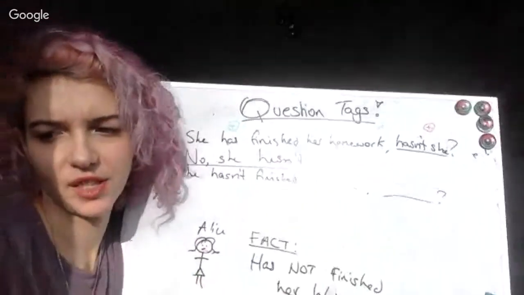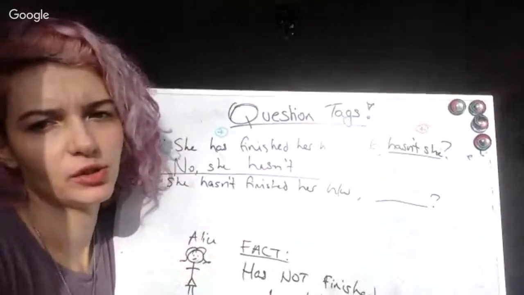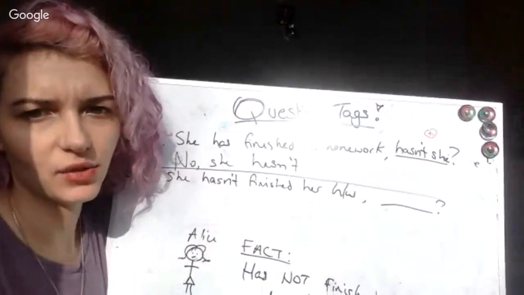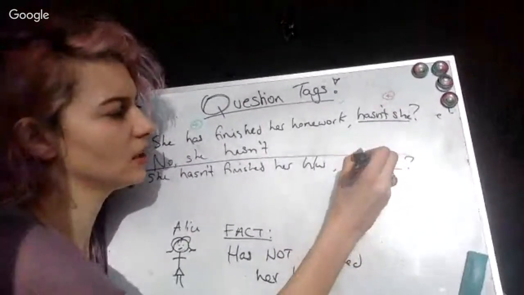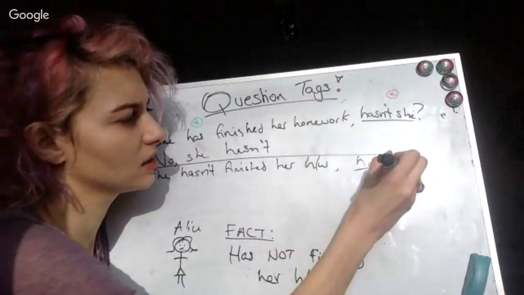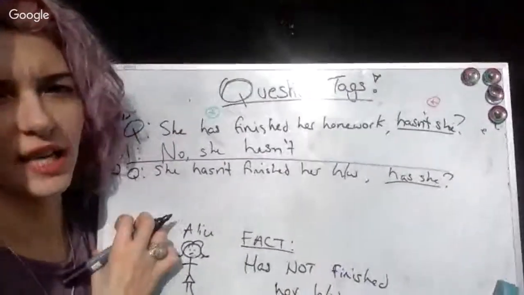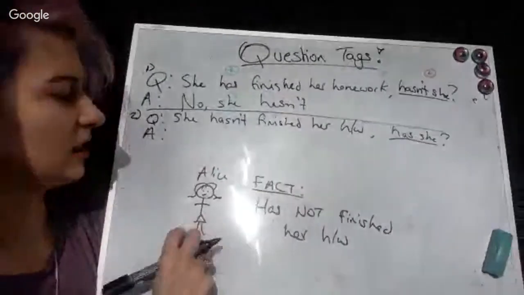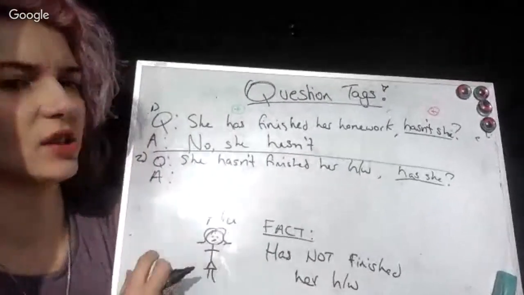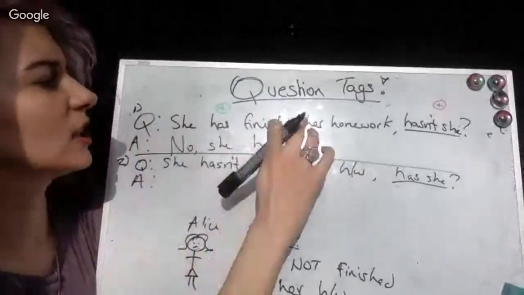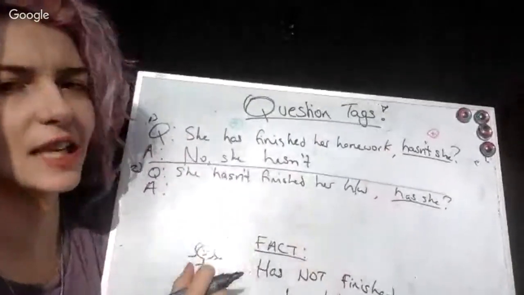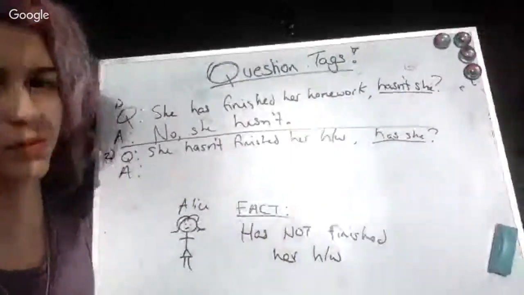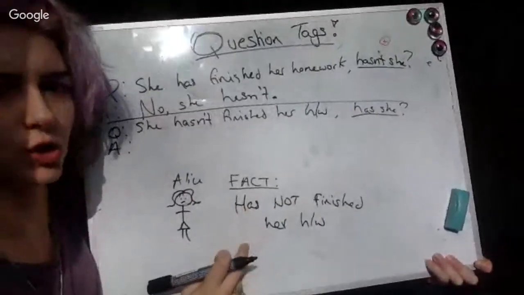Okay, good. You guys are fast. You're right. The correct answer is, of course, has she? She hasn't finished her homework, has she? What's the answer here? So this is the answer. So what's the answer to this one? The answer to she has finished her homework, hasn't she, was no, she hasn't. What about this one? She hasn't finished her homework, has she? And remember, this is still true.